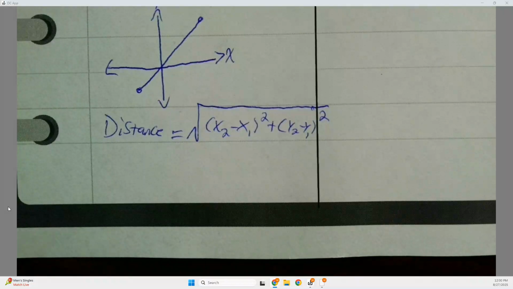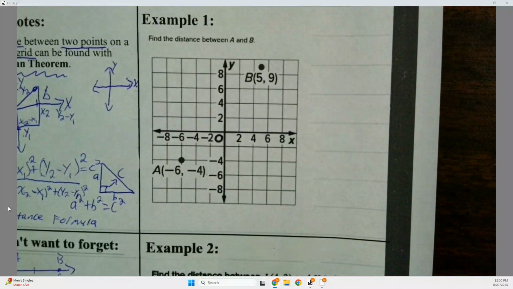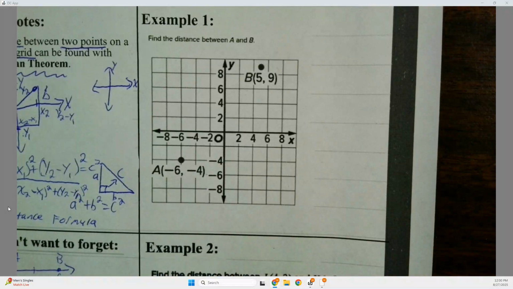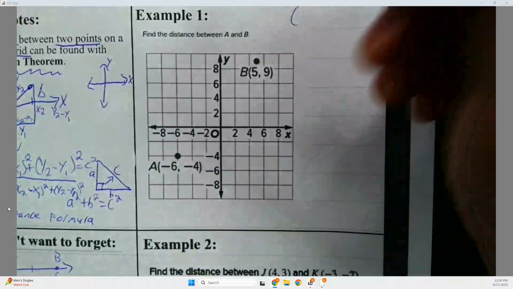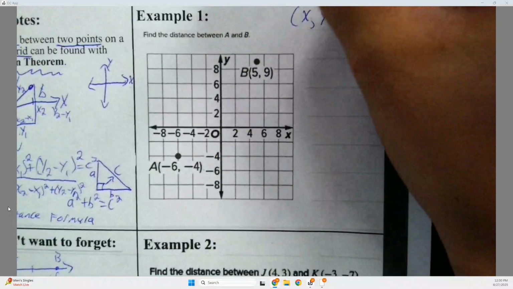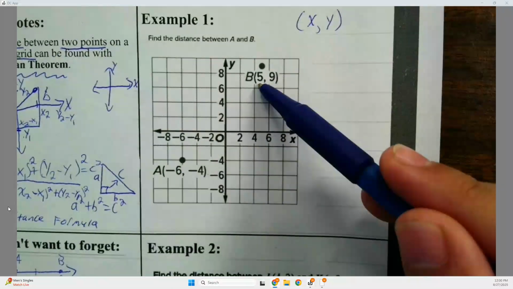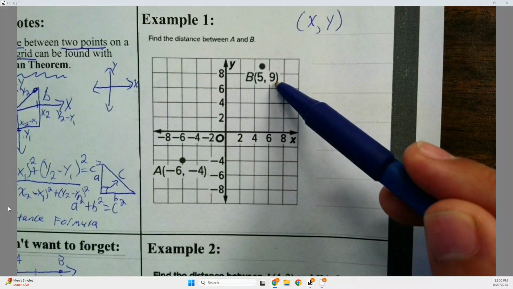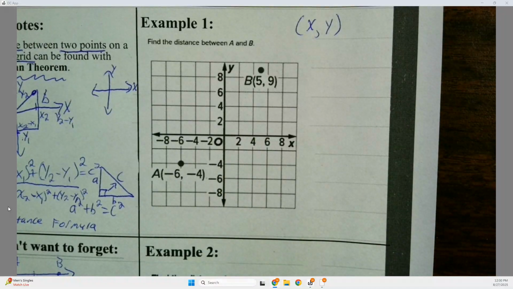So let's work with this a little bit. We have our formula we can use. Let's try to find the distance between A and B. Okay? A has -6, -4 for its coordinates, and B has 5, 9 for its coordinates. As a reminder, if it's been a little bit, if I have coordinates, it's always written as x, comma, y. So 5 would be the x for B, 9 would be the y for B. And same thing here, -6 is x, -4 is y.